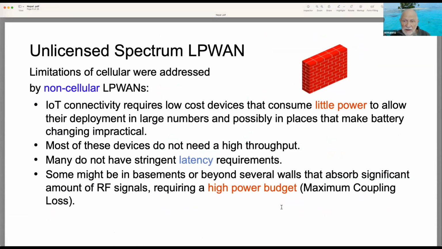The vendors that offer non-cellular low power wide area networks address the need for consuming little power, and many applications do not have stringent latency requirements. Indeed, they are able to offer a high power budget, also called maximum coupling loss. This is the most important aspect for long distance, for deep indoor penetration, or penetration through vegetation and so on.